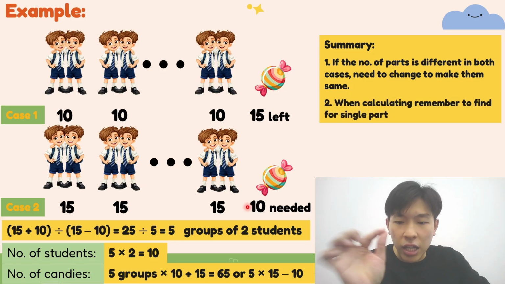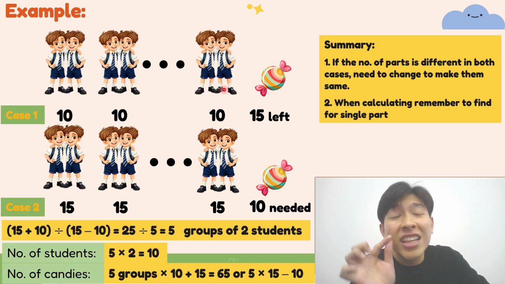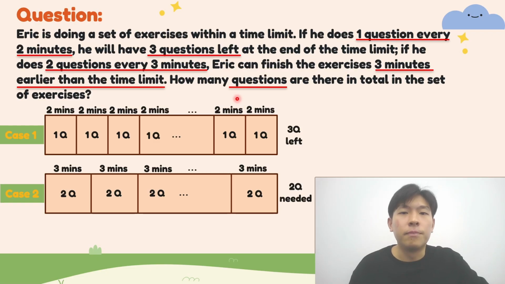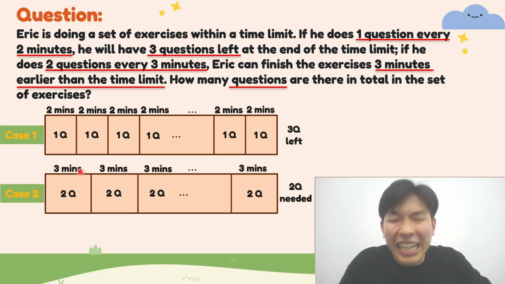Then, when calculating, remember, this 5 here is not 1 student, but it's groups of students. It's basically what we draw here, okay? So now let's move on here. Now, we know that these 2 minutes, 3 minutes, they're different. So, let's try to change these 2 minutes.